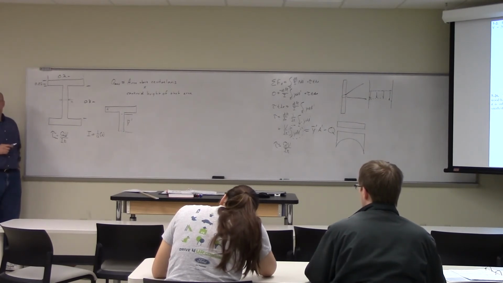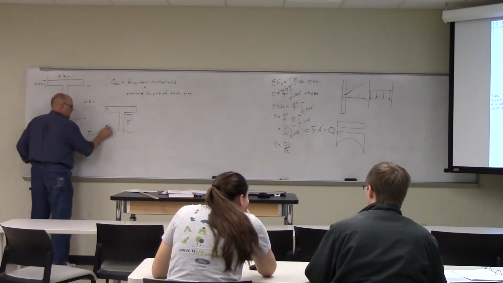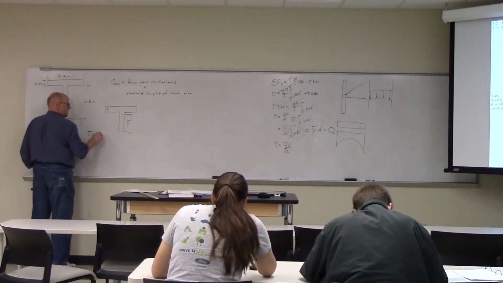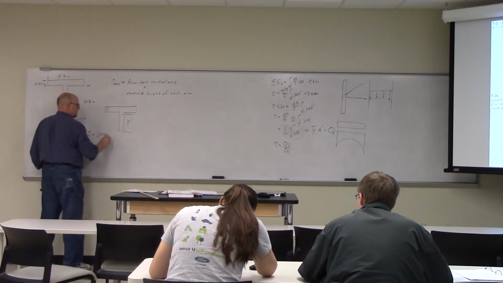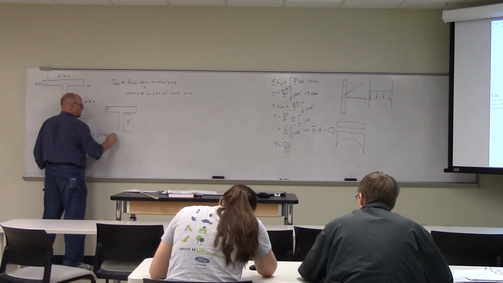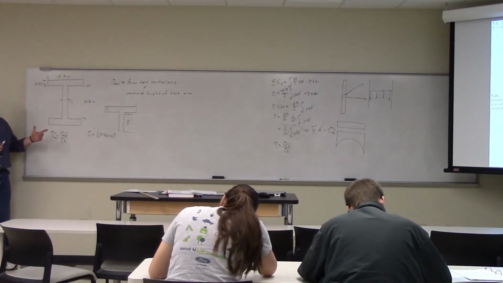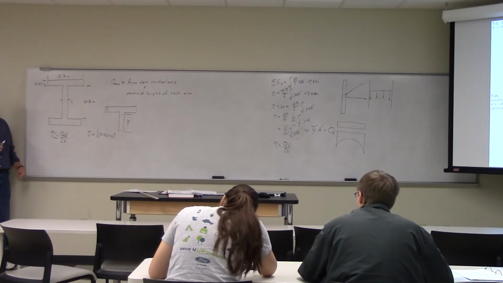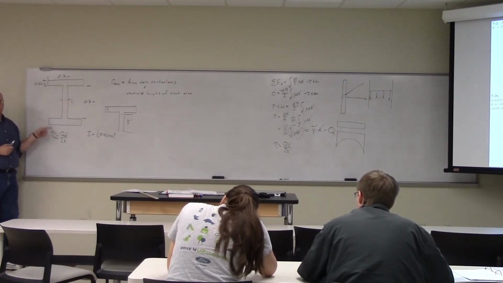Let's work in SI units. 1/12 times 0.2 times 0.34 minus... Okay, let's talk about what that is. So what are you doing there? I'm taking the moment of inertia about the whole thing, and then we subtract the two inside. So you're taking this whole thing and subtracting off the two sides.